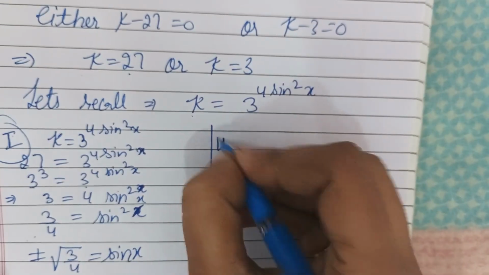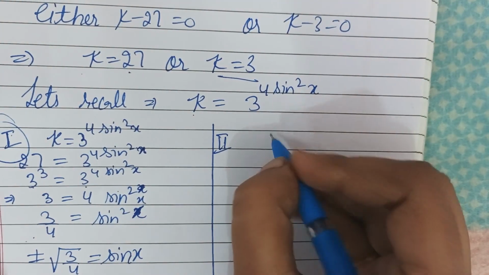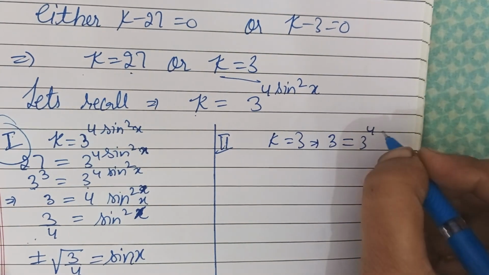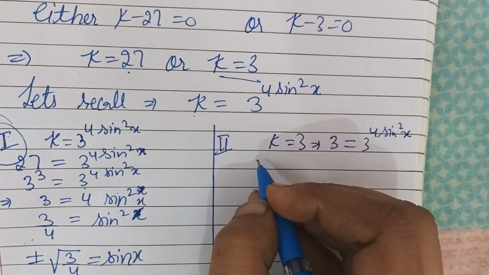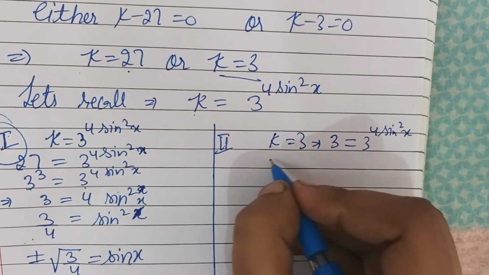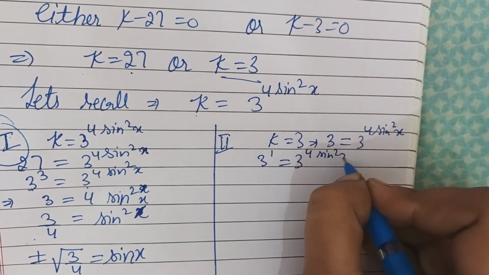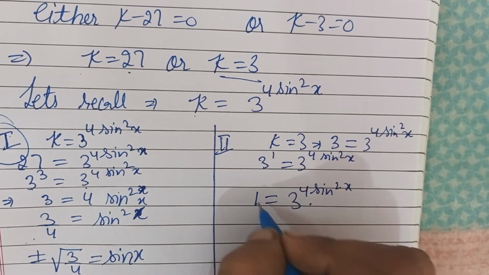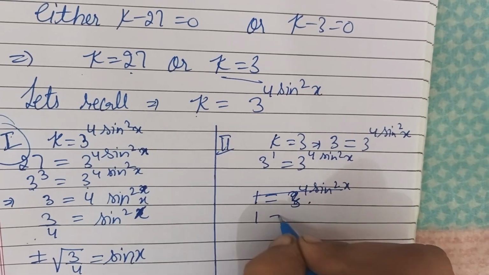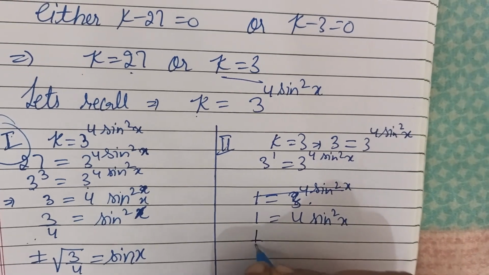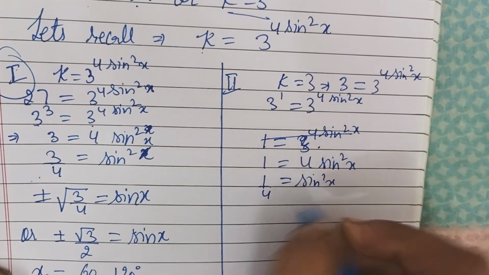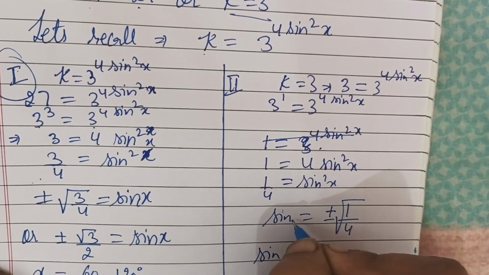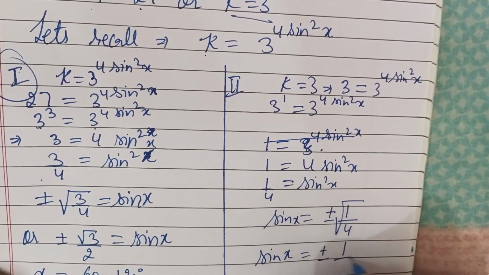Now let's solve for the second case where k is 3. k equals 3. This implies 3 equals 3 raised to power 4 sine square x, which will become 3 raised to power 1 equals 3 raised to power 4 sine square x, and we can write 1 equals 4 sine square x, which means 1 by 4 equals sine square x, and sine x equals plus minus under root 1 by 4, or sine x equals plus minus 1 by 2.